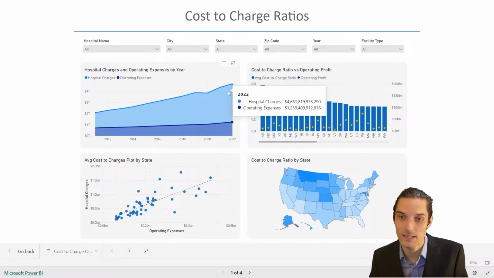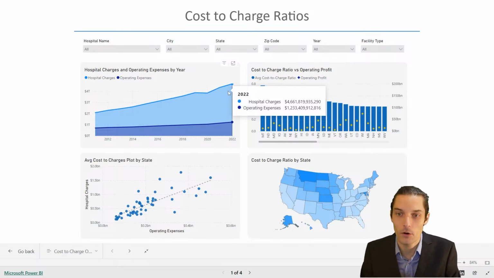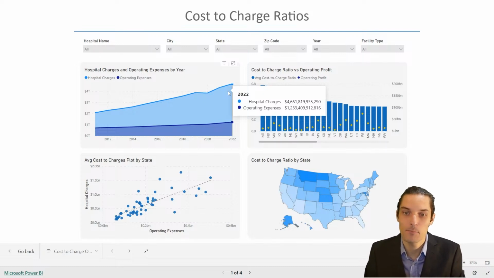Now today in 2022, which is the latest data, our hospital charges are 4.6 trillion and our operating expenses are at 1.2 trillion dollars. And so what this means is that now your charges at the top line rate are being charged more than 4 times the amount of your operating expenses for that healthcare organization.